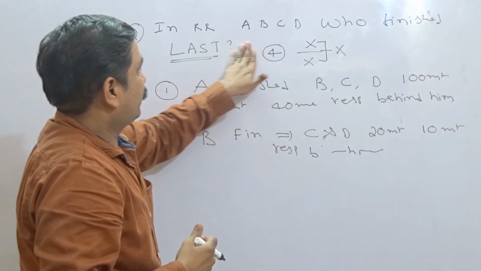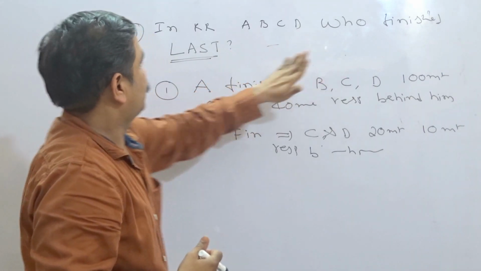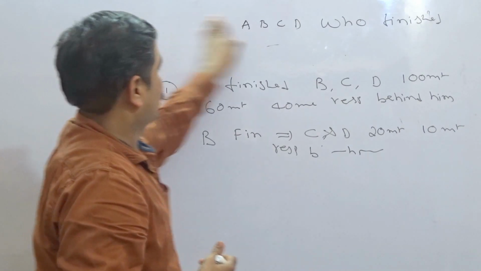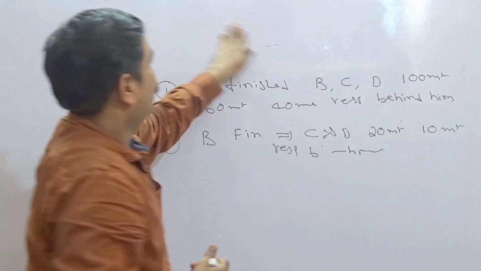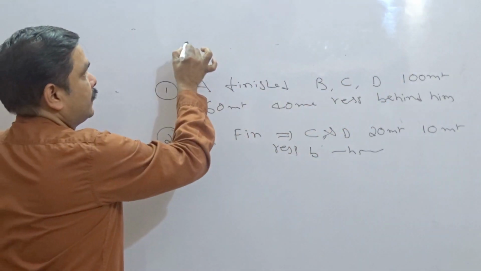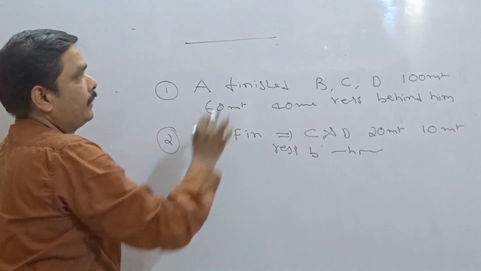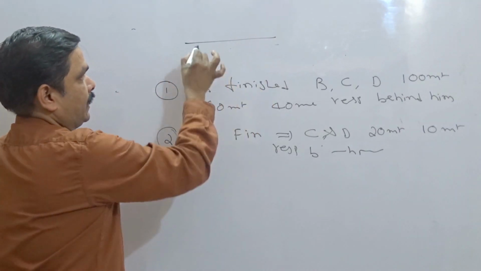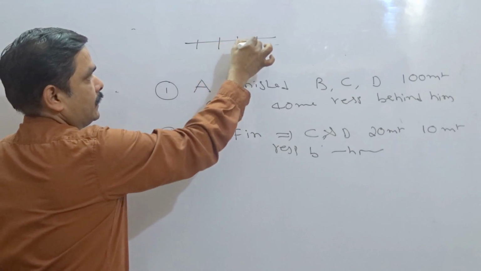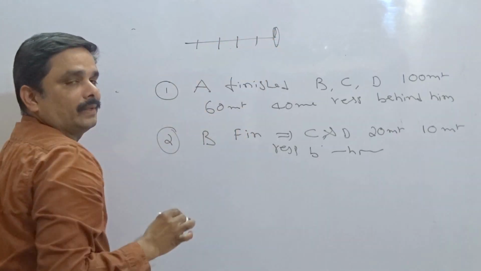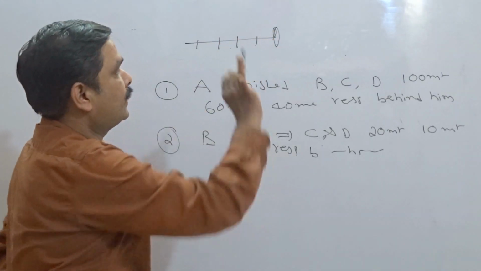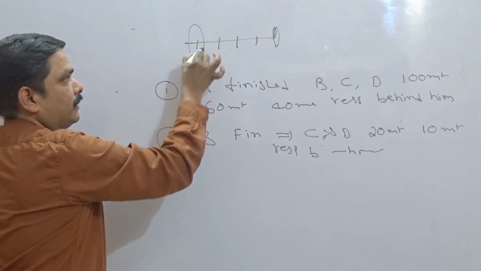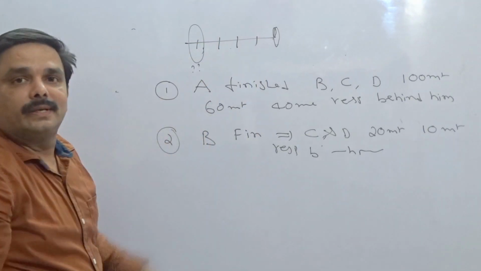Now, the question is who finished last, right? I am just taking it out. Question is who finished last. Let us imagine in this way. This is the track, right? Now, 4 contestants are there. Let us say A, B, C, D. This is the finishing line. Now they are asking who finished last. I need this person. Who finished last. Keep it in your mind.